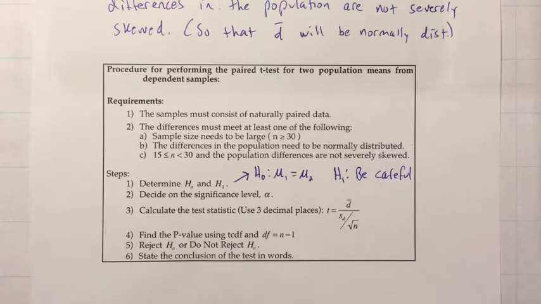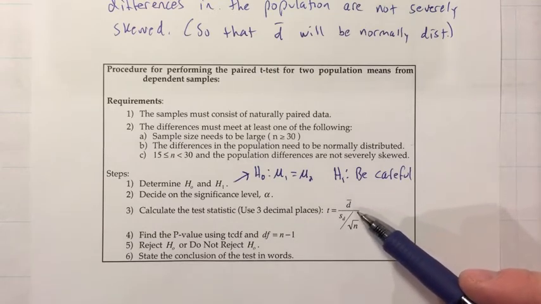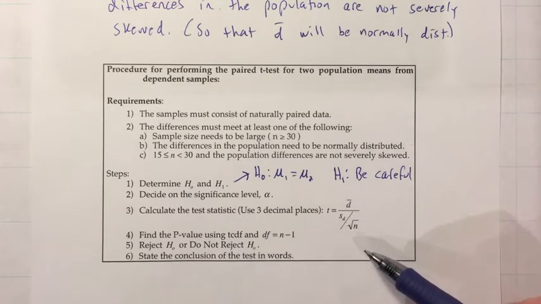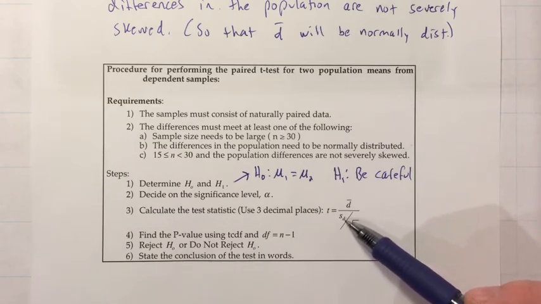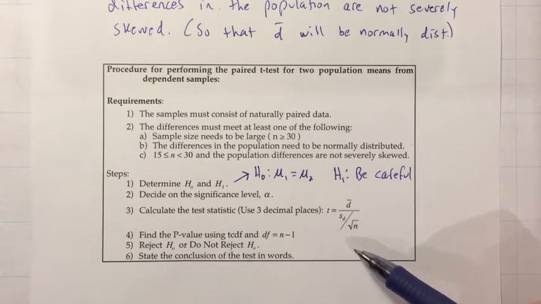Step 2, decide on a significance level alpha. Step 3, calculate your test statistic. It's a t-score, so use 3 decimal places, and there's the formula we talked about, d bar divided by the s of the d's divided by the square root of n. In some of the problems, you'll have to calculate d bar and s of d like we did in this example. Sometimes they'll be given, like in the next example. So find the p-value using tcdf. Make sure you calculate your df using the sample size minus 1 like we did back in chapter 9. Reject H0 or do not reject H0, and then state your conclusion of the test in words, talking about evidence and the application as you do that.